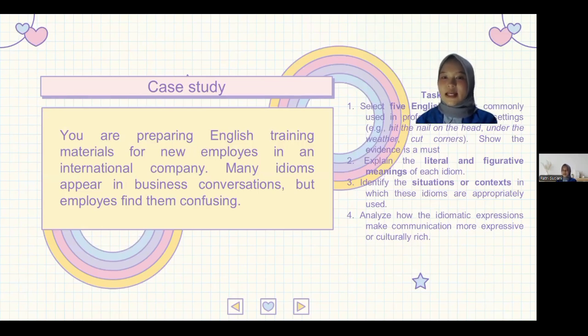Number 1. Select 5 idioms commonly used in professional or daily settings. Number 2 is explain the literal and figurative meanings of each idiom. Number 3, identify the situations or contexts in which these idioms are appropriately used. Number 4 is analyze how idiomatic expressions make communication more expressive or culturally rich.